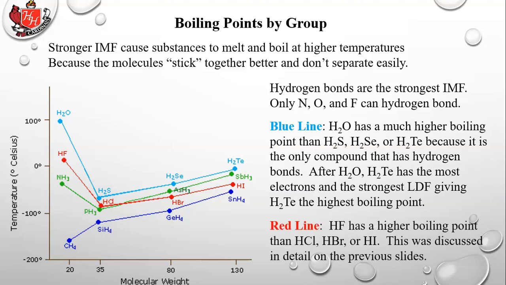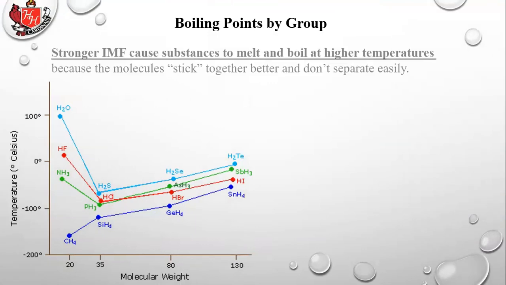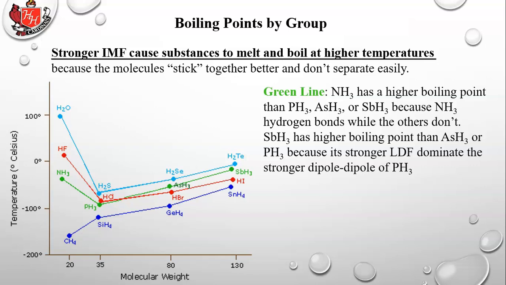Now the red line. HF has a higher boiling point than HCl, HBr, HI. This was discussed in detail on the previous slides. Stronger IMF cause substances to melt and boil at higher temperatures because the molecules stick together better and don't separate easily. So let's look at the green line. NH3 has a higher boiling point than PH3, AsH3, or SbH3 because NH3 hydrogen bonds while the others don't.